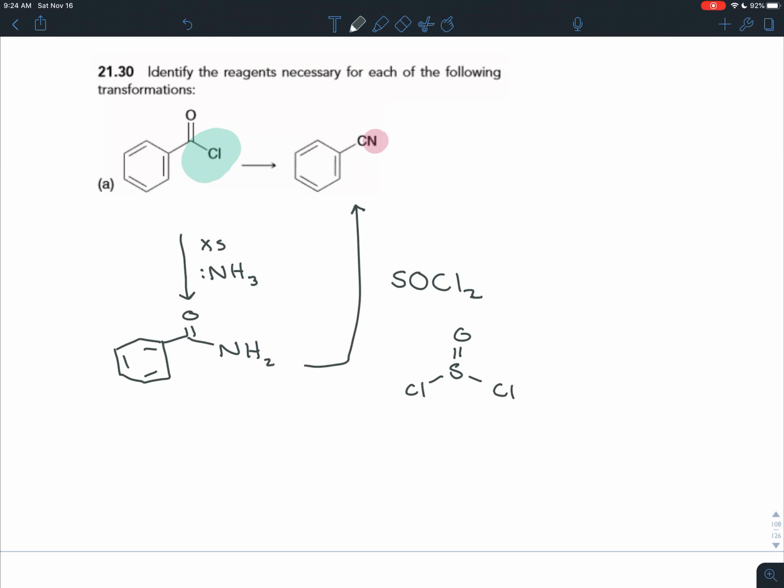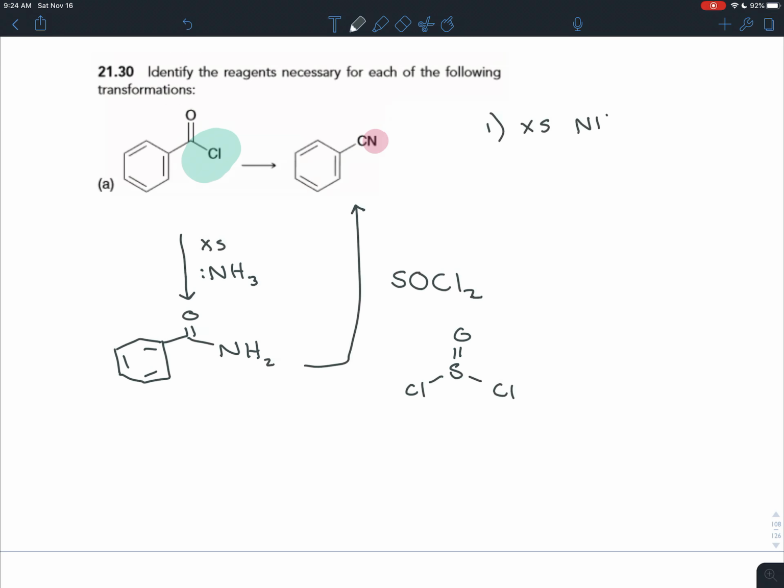Thionyl chloride. That really toxic, nasty stuff. We've seen this before. You can use this to turn a carboxylic acid into an acid chloride, but you can also use it to turn an amide into a nitrile. And so if you're just looking at this from the perspective of synthesis, that's it. That's the end of the story. You have a two-step recipe.